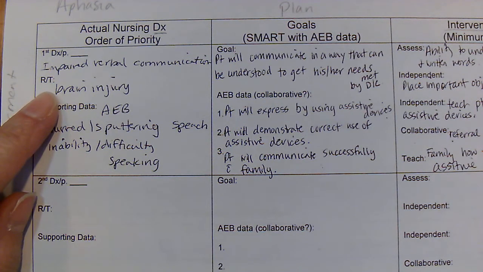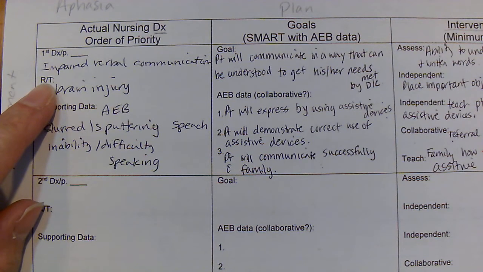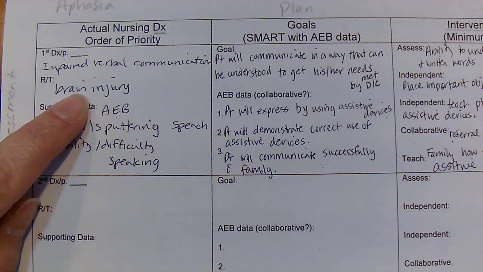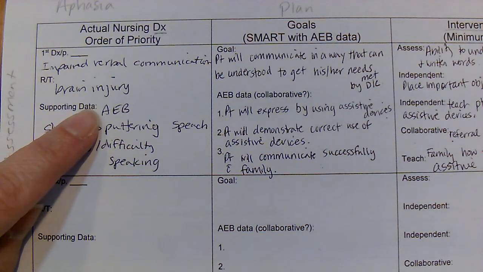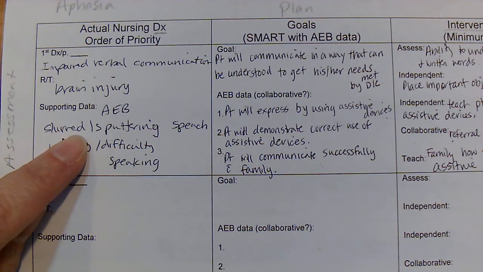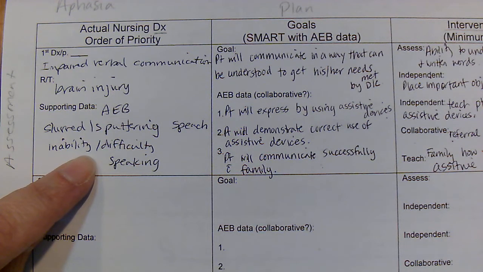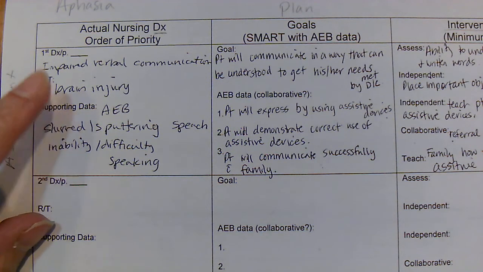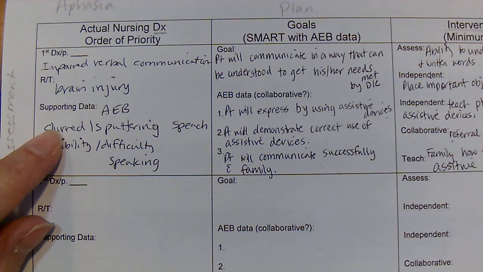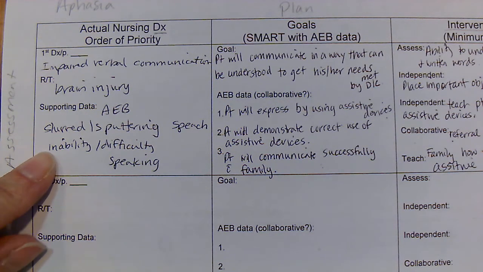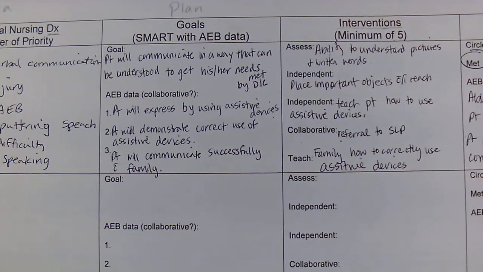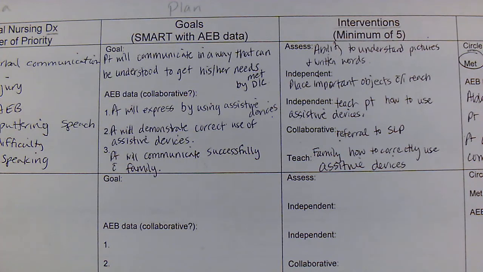Let's say our patient had a stroke, which is an injury to the brain. So related to the brain injury, supporting data as evidenced by slurred, sputtering speech, or difficulty speaking. And so we have our PES statement all here in the diagnosis. So next we're going to move to our planning.